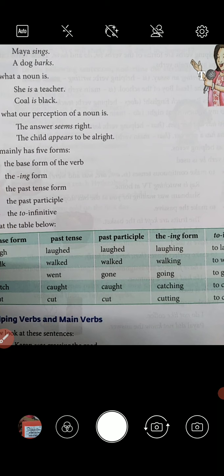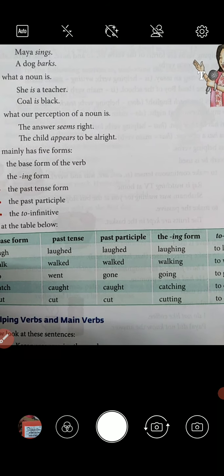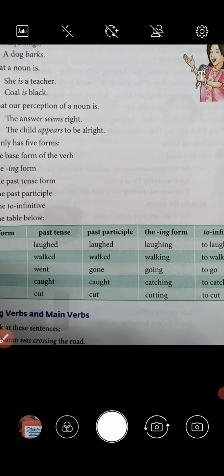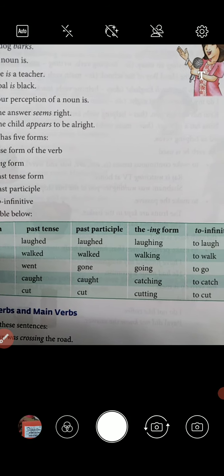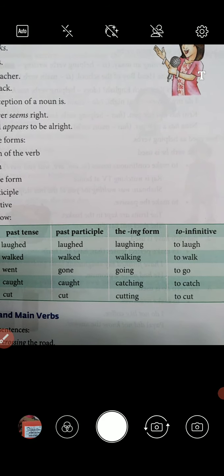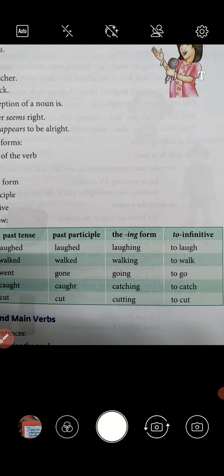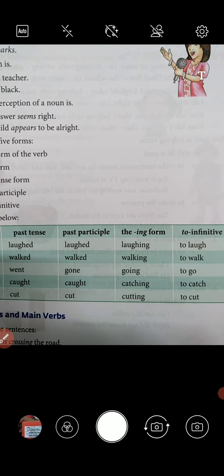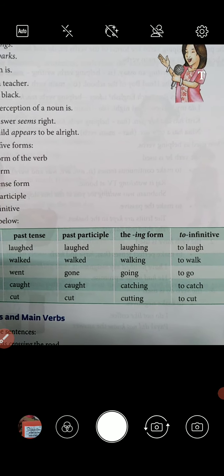The ing form is go plus ing, going. We are going to watch a movie. We are going to the hospital. Now the infinitive form is to go.